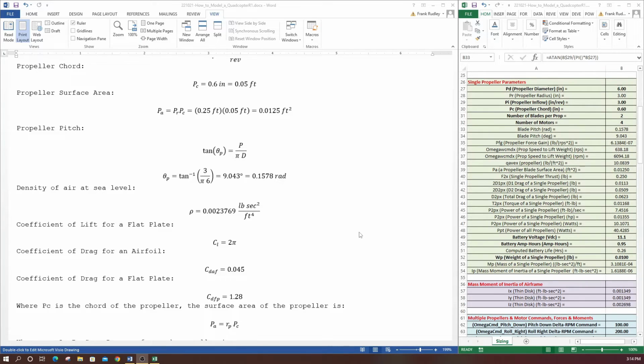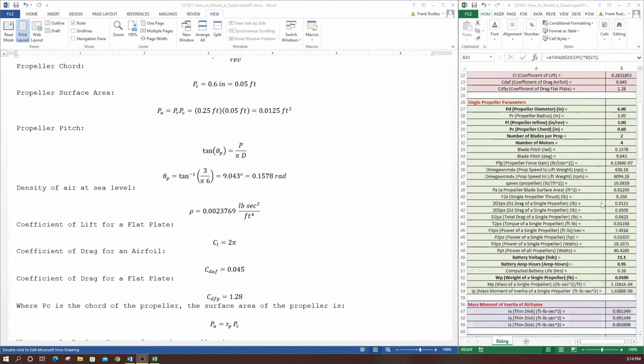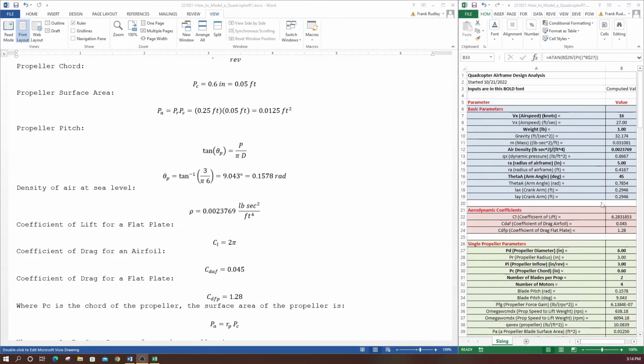Now we'll get into a little bit of the aerodynamics. We have our density of air at sea level, and that's an input. That's 0.0023769 pound-seconds squared per foot to the 4th power, and you can get that from a standard atmosphere table. If we go back, that's one of our main inputs, basic parameters. That's over here. And then we have some coefficients of lift and drag.